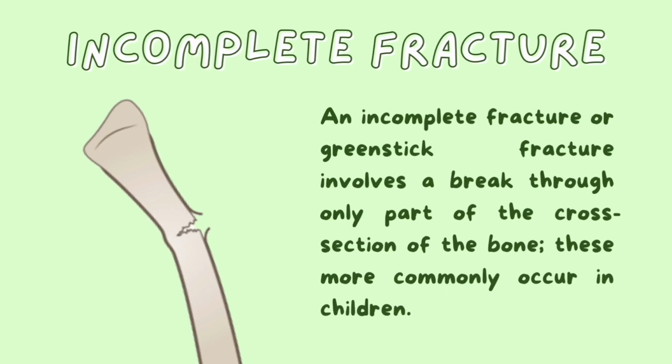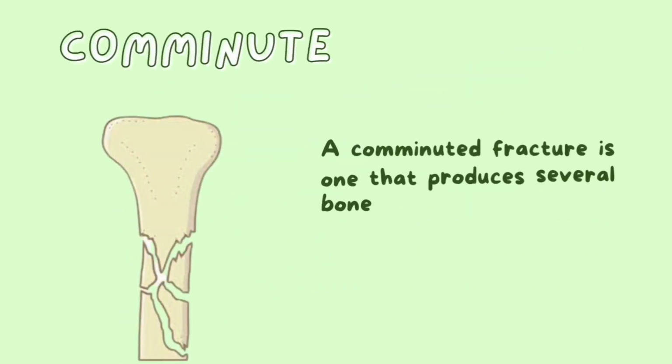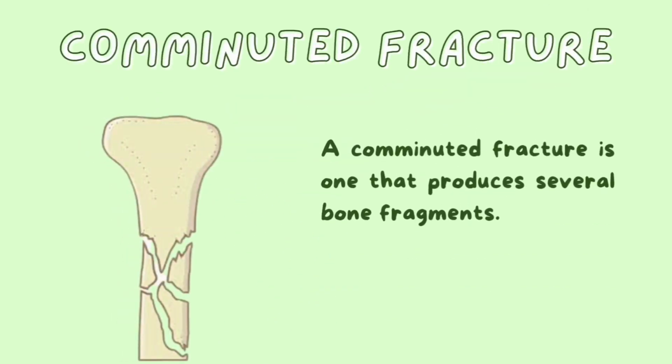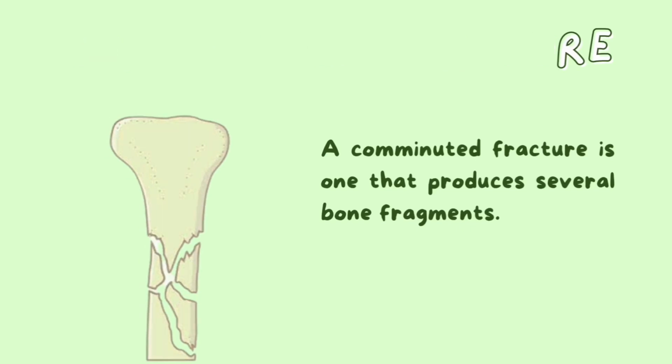The second type of fracture is the incomplete fracture. An incomplete fracture, such as the greenstick fracture, involves a break through only part of the cross-section of the bone. This more commonly occurs in children. The third type of fracture is the comminuted fracture.